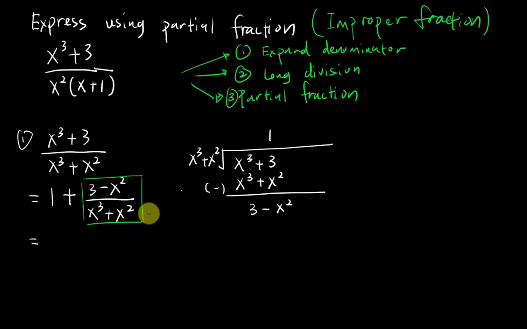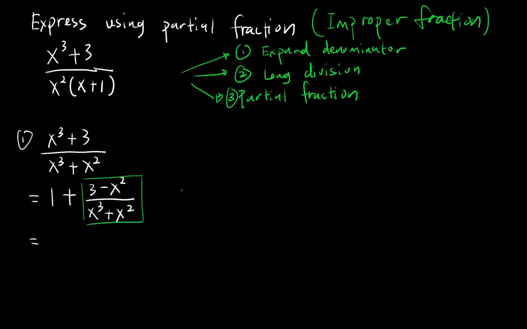Alright, the next step is to expand this using the partial fraction way. Let me erase the long division and do it over here. This one is 3 minus x squared, and for the denominator I will factorize it back, so this is x squared times x plus 1.